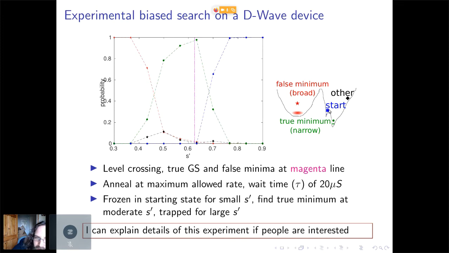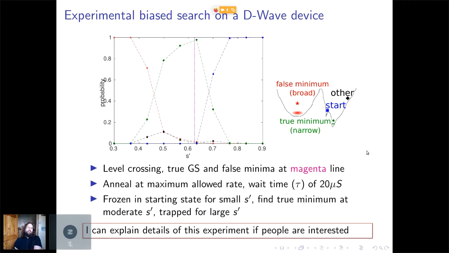And so you start here, and what happens is S prime effectively controls the breadth of your search: the smaller it is, the broader your search is. So you can see if you don't search very much, you just stay in the state you initialized. Eventually, you can kind of tunnel here. There's a point where you just sort of stay here. Ignore this magenta line, it's not that important. And then you can end up sort of in this true minimum.